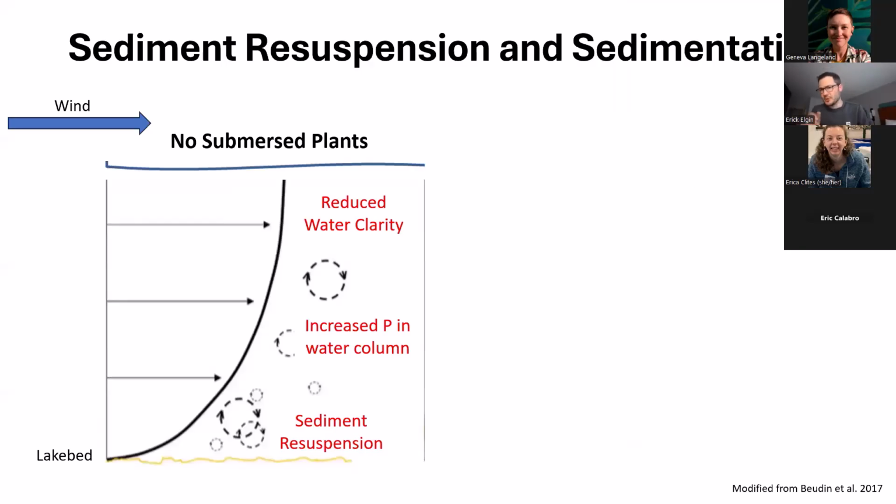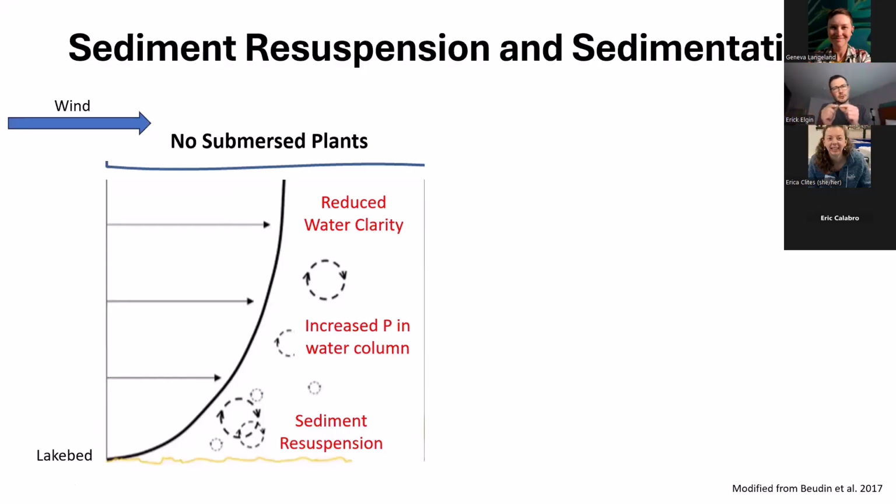So what do I mean by sediment resuspension and sedimentation? Imagine we're looking at a lake. Here's the surface of the lake, and here's the bottom, the lake bed. When wind is moving across the surface of the lake, there is a transfer of energy from that wind into the water column. And if it's in a shallow area and there's a big enough wind, that energy can touch the bottom of the lake. When it does that, it can cause sediment resuspension. So now sediment is resuspended up into the water column, which in itself is inherently reducing water clarity.